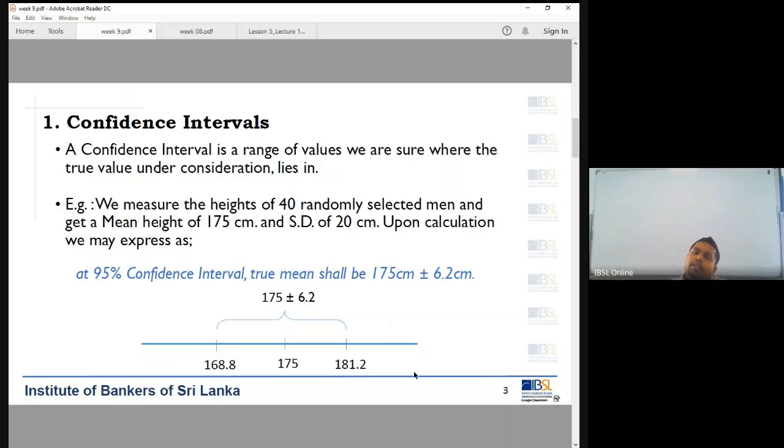Can we only do this for the mean? Why can't we do it for the median? We can. Can't we do it for the mode? Of course we can. What about the interquartile range?